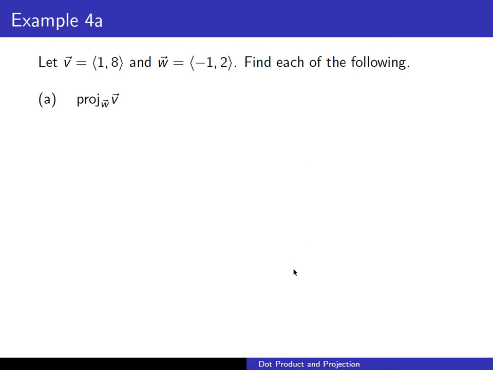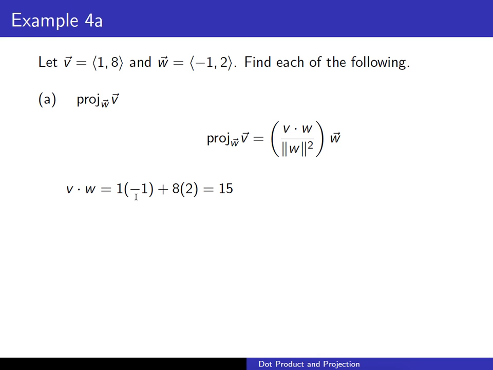All right, so example 4a, we have vector v is 1, 8, and vector w is negative 1, 2. We're going to find each of the following. We're going to start with the projection of vector v onto vector w, very similar to what we had. So it's v dot w over the magnitude of w squared. That result we're going to multiply by vector w, distributing to the horizontal and vertical components.